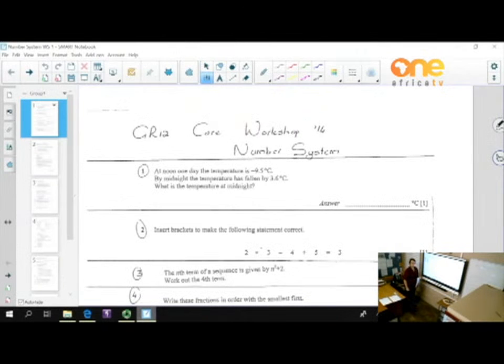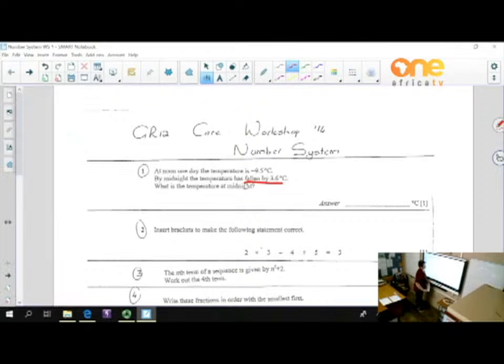Good morning, grade 12s. This is then a part of the workshop on number system. So we have quite a few questions here on different levels. Right, the first one says, at noon one day the temperature was negative 9.5 degrees. By midnight, it has fallen by 3.6 degrees. What is the temperature? So that means we are going below further, and you actually have to add those two. This is actually minus 3.6, and the answer is then negative 13.1 degrees.